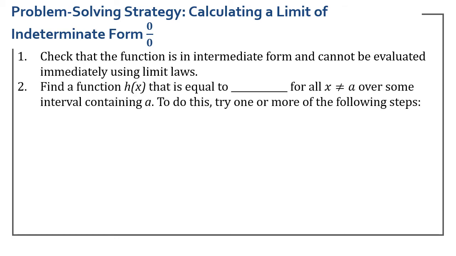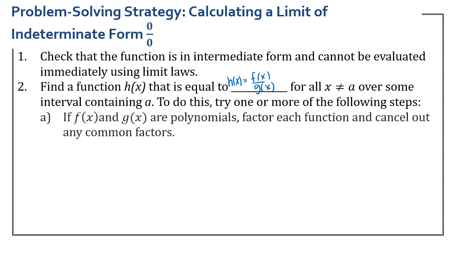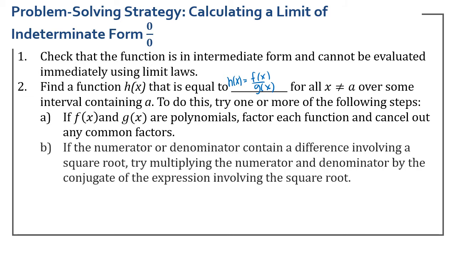So then what you're going to do is find a function h of x that is equal to f of x over g of x for all x not including a over some interval containing a. To do this, we're going to try one of the following steps. What we did on the last slide is we took f of x and g of x as polynomials, factored each function and canceled out any common factors. And that got it where we can actually apply the limit laws to evaluate it.